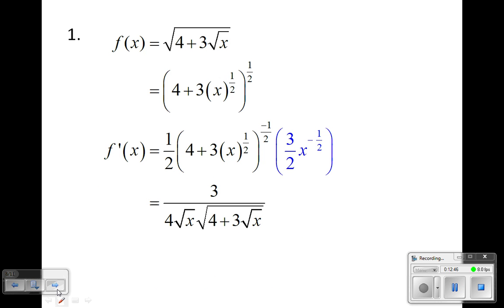Okay, so here's the answers. For the first one, we're given the equation f of x looking like this with roots in it. I would suggest go ahead and rewrite it with the exponents instead. It really looks weird to see a root inside of a root anyway.